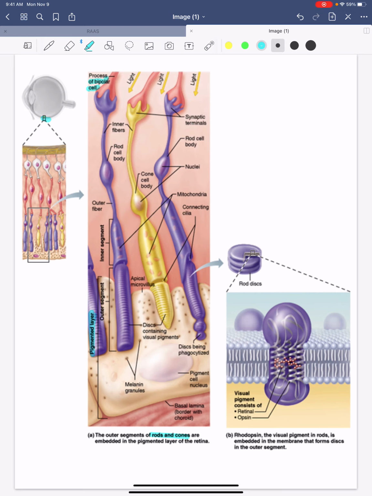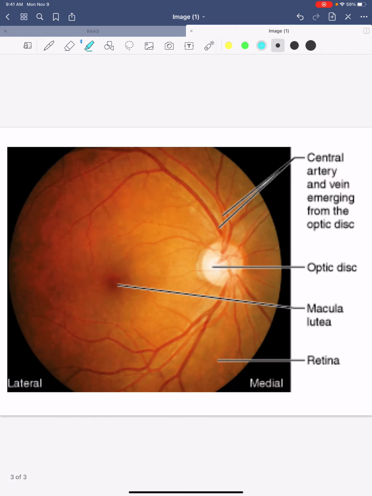Cones, on the other hand, are really good in bright light conditions. They need more energy to fire. They also allow us to see color. The cones are located in highest concentration in the fovea centralis, our central point of vision, which is in the macula lutea. This part of the eye is directly in line with the pupil. So the cones function in our visual acuity.